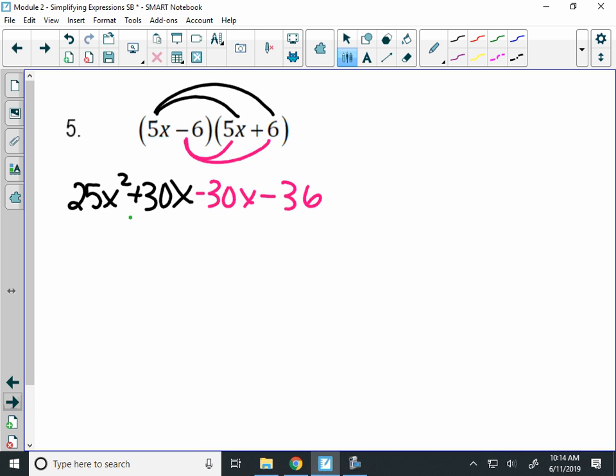When I combine the middle like terms here, I notice positive 30 and negative 30 actually cancel off. So all I'm left with is 25x squared minus 36. That's your final answer.